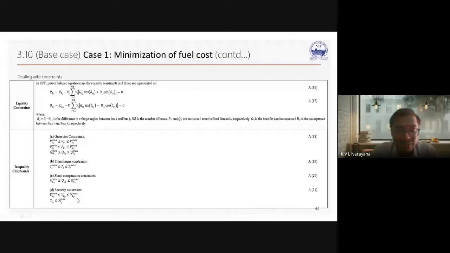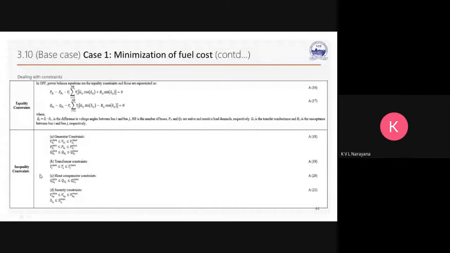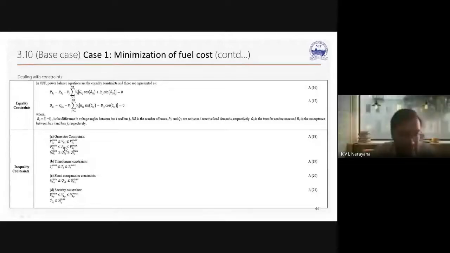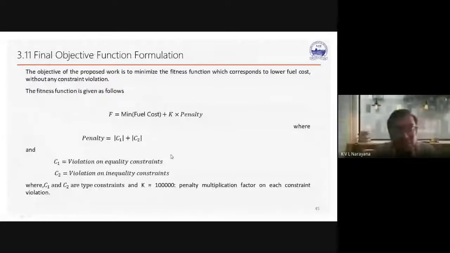Okay, not exactly. Actually, penalty is related to the violation of constraints. Suppose while finding the optimized values of this generator, that means the output powers or whatever I mentioned. While finding the optimized 24 decision values, if there is any violation, then the optimization algorithm should not stop there. So if there is any constraint violation, this penalty is added to the fitness function.